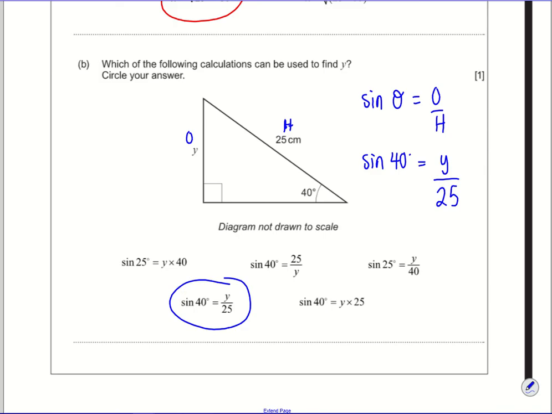And that is a bit of a speed run through the November 2022 paper one. I hope that's been helpful.